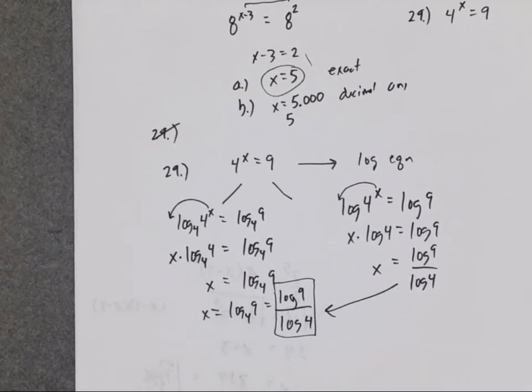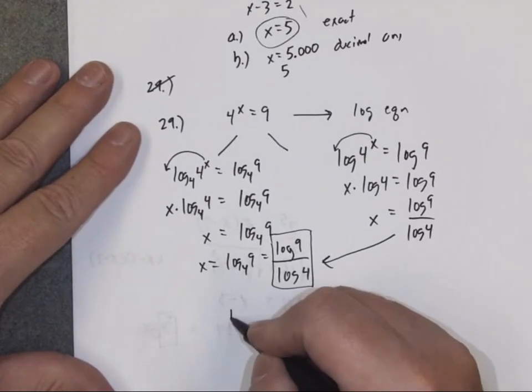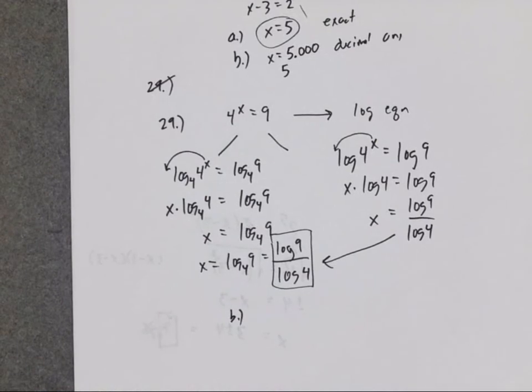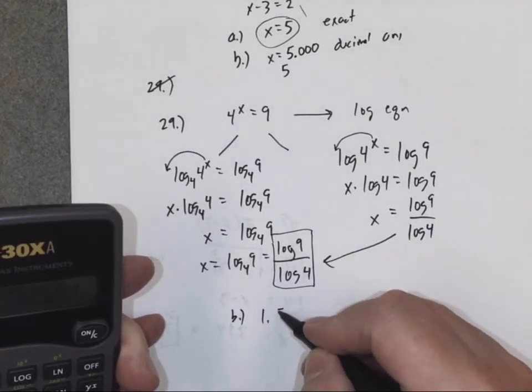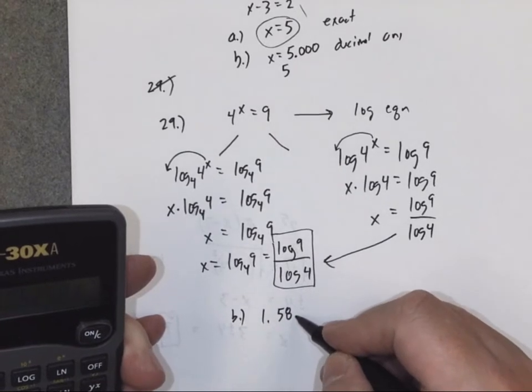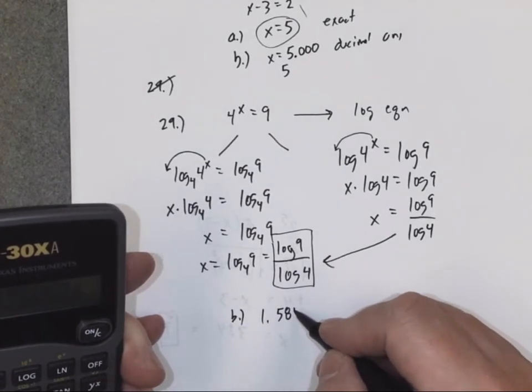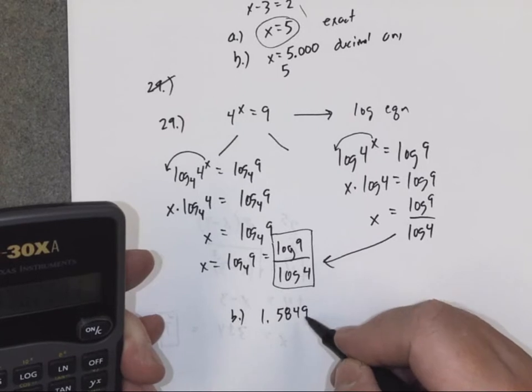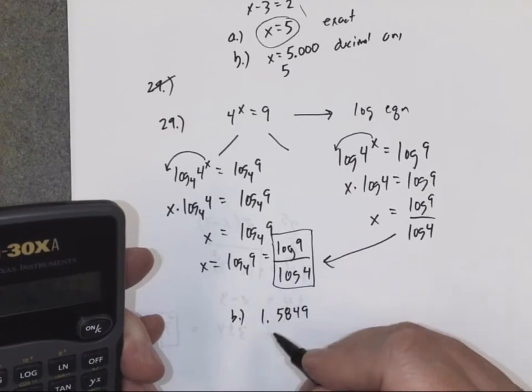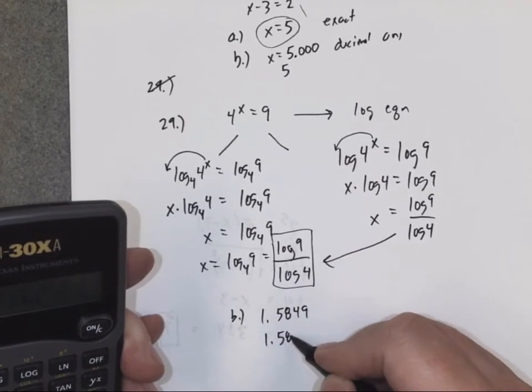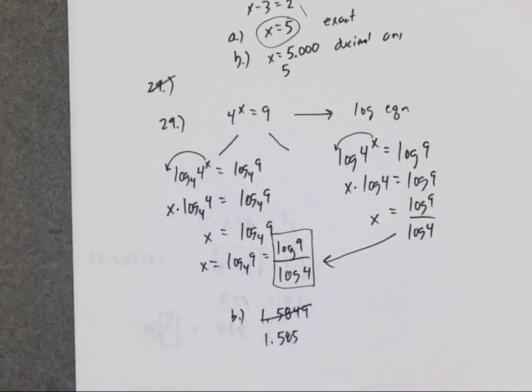So this is the answer for part A. Then part B, they actually want you to give a decimal answer. That just means that you grab your calculator, and I think they say 3 decimal places. So log 9 divided by log 4, and I have 1.5849, which means the 9 causes this to bump up, so 1.585 should be the answer.